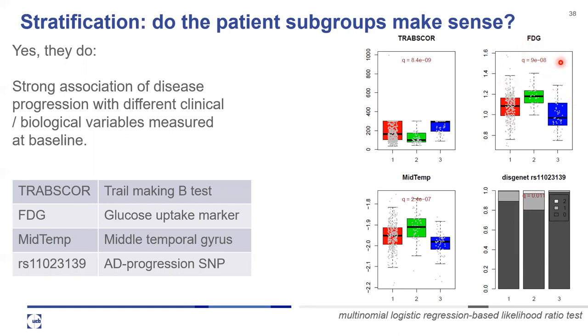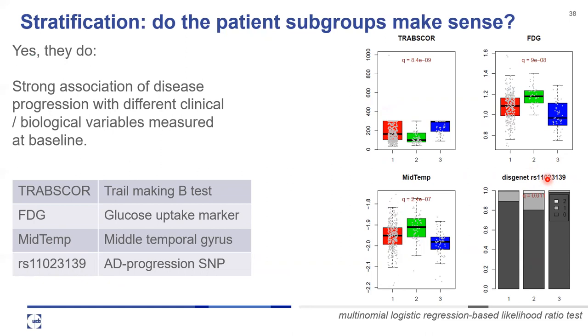There is lower glucose uptake in the worst progressing cluster number three, known to be associated with Alzheimer's disease severity. Also, for these patients, there is a worse score on the cognitive assessment called Trail Making B, and there are smaller middle temporal gyri, which are certain regions of the brain. And finally, there are actually fewer patients with this particular SNP in cluster number three, which is a SNP that is known to be associated specifically with progression of Alzheimer's disease.